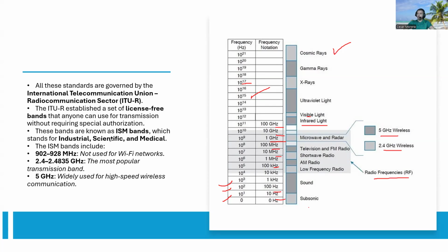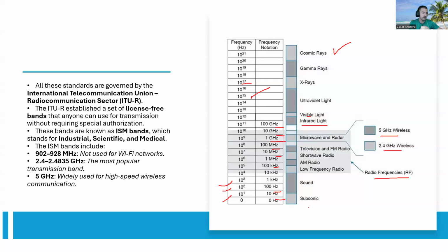Okay, so what we have here is basically the standards, all the different standards, and gigahertz, megahertz, and kilohertz. Let's go with the definitions of these. All of these standards are governed by the International Telecommunication Union Radio Communication Sector, ITU-R. The ITU-R established a set of license-free bands that anyone can use for transmission without requiring a special authorization.